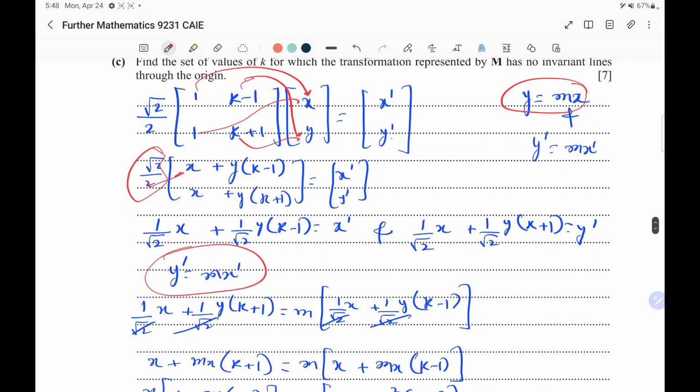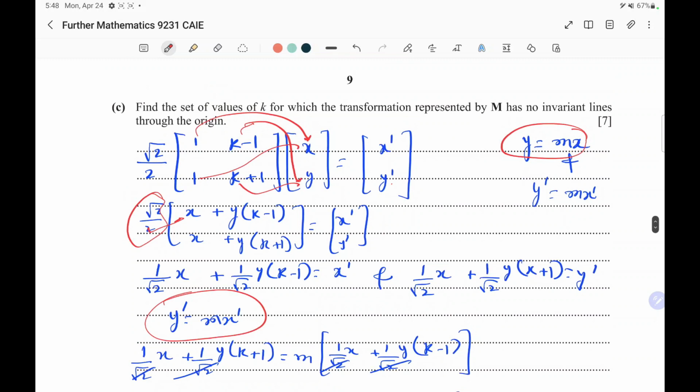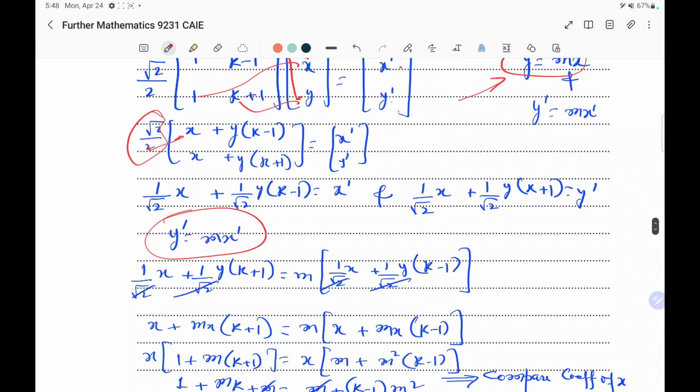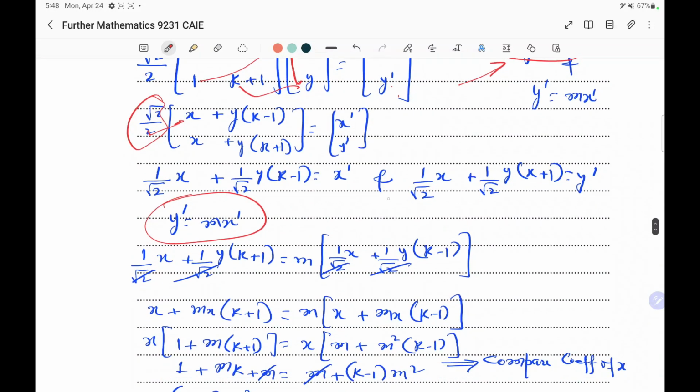Okay, now we know that y dash equals y equals mx, and this x dash, y dash will satisfy this line also. So y dash equals mx dash. So now y dash, which is this, which I have written here.